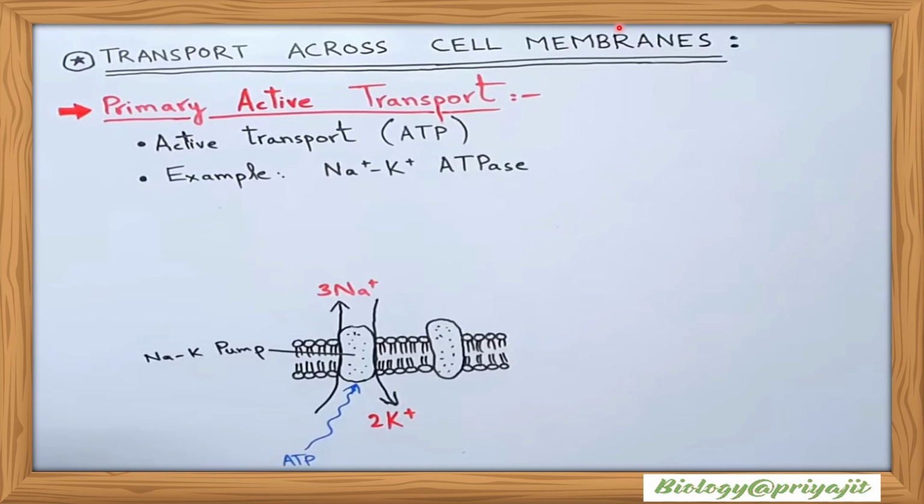Overall, this diagram shows that 3 sodium ions are pumped out of the cell. At the same time, 2 potassium ions are pumped into the cell. The pump uses ATP as the energy source, which is indicated as a blue-black arrow pointing toward the pump. And overall, the image illustrates the mechanism of primary active transport through the sodium potassium pump.